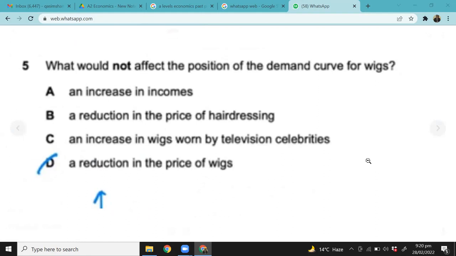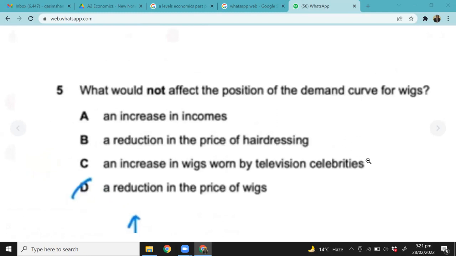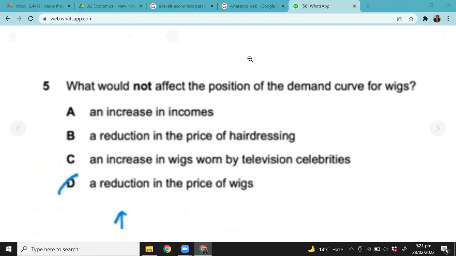First, let me ask you this. Which variable does not affect the position of the demand or supply curve? That's correct, it's the price of the product itself. Now, this is important, not the price of any other product. It's the price of the product itself that doesn't affect the position of the demand curve.